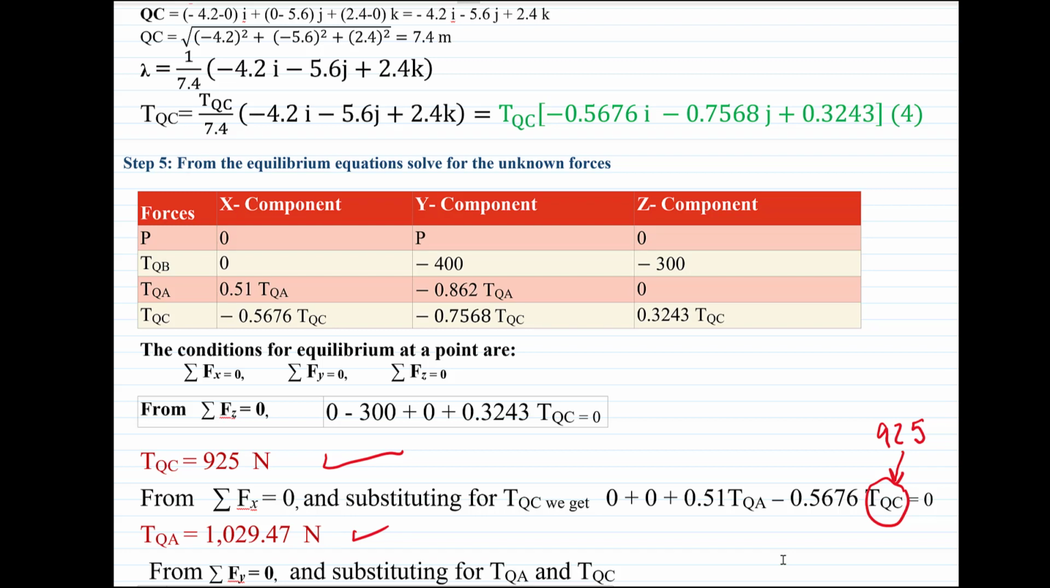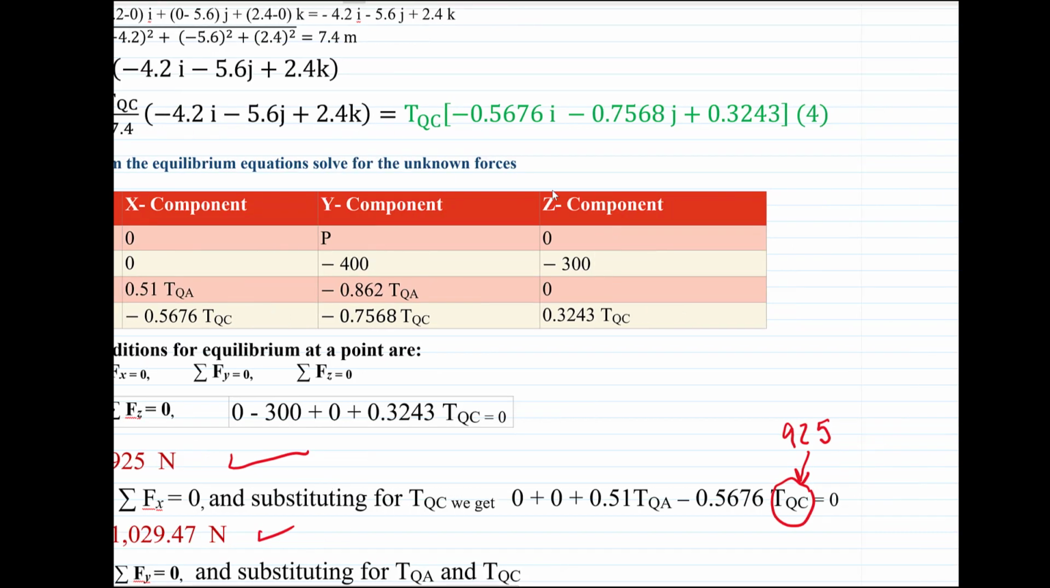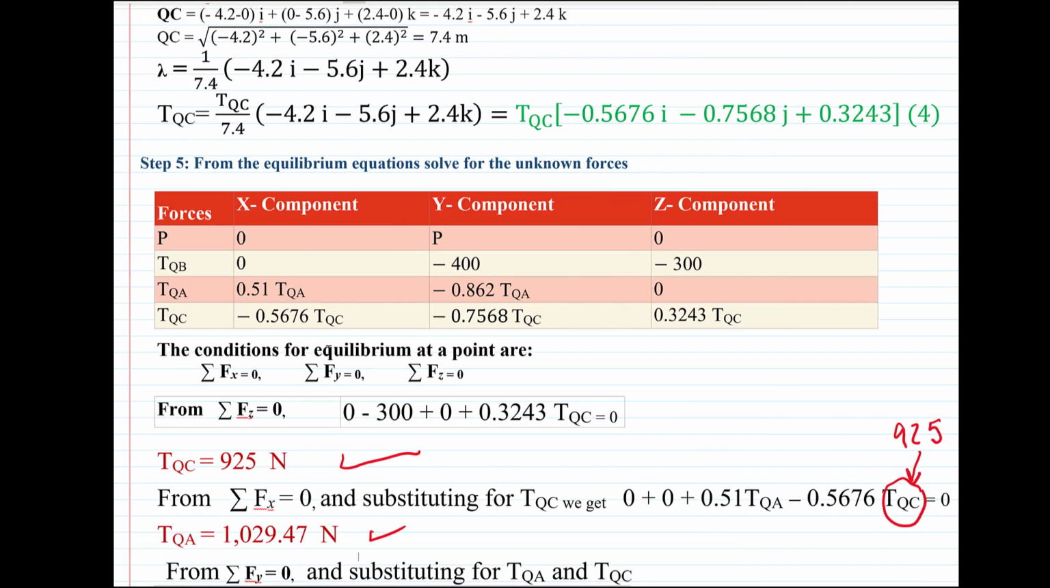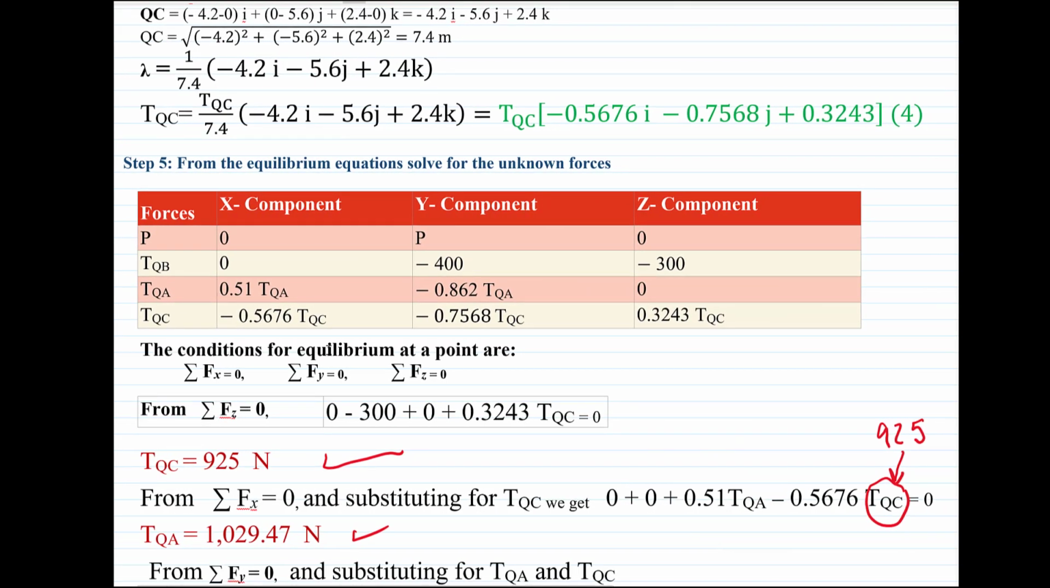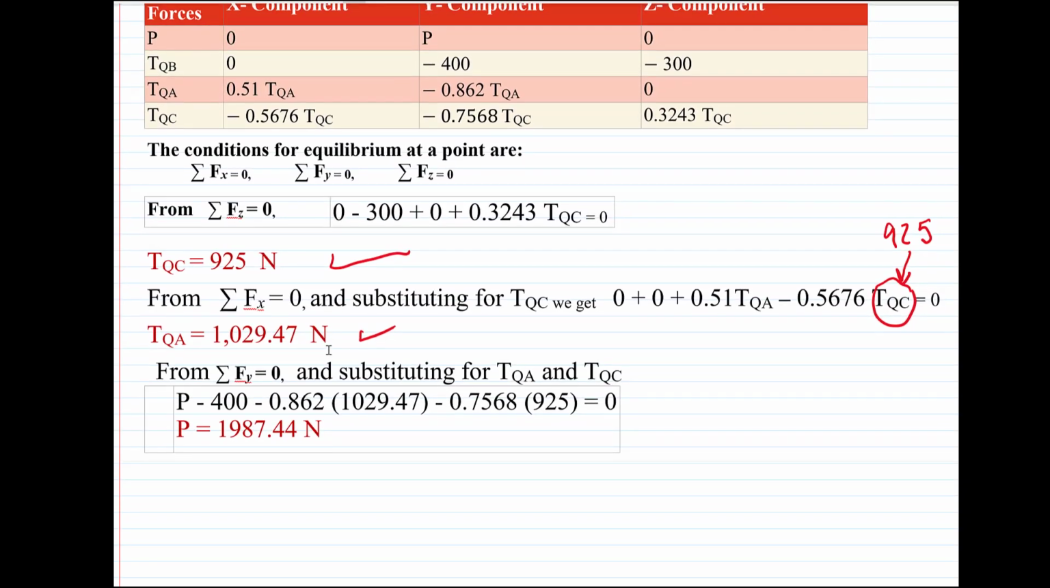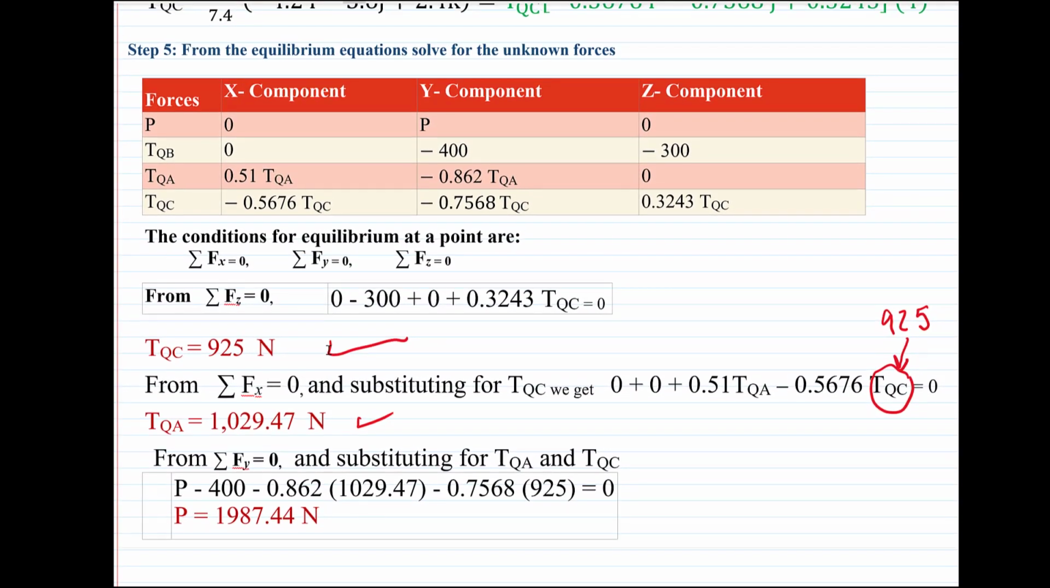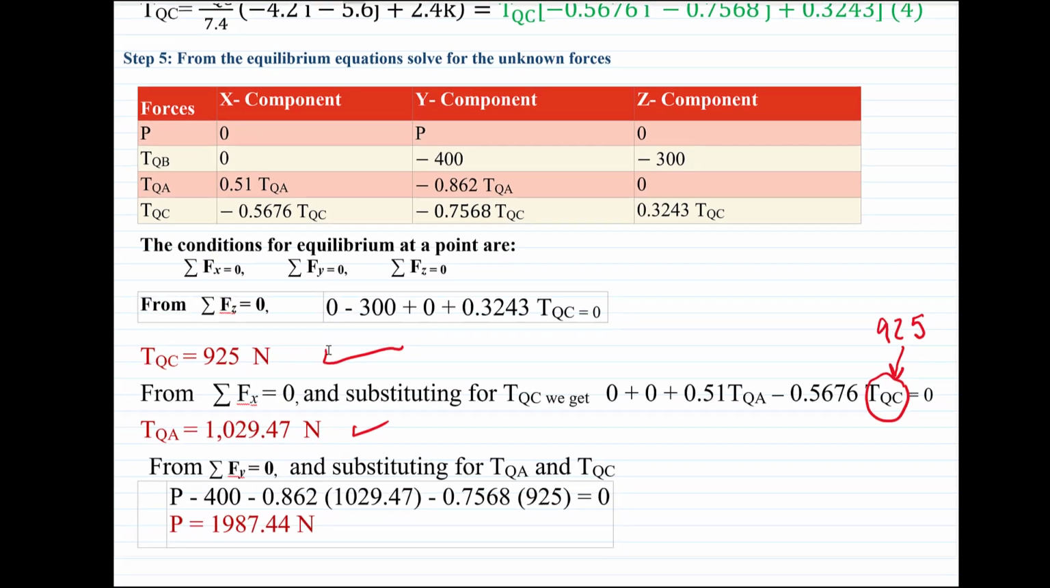So I'm going to look at the Y component. Sigma Y component equal to 0. So it's going to be, substitute for the tension in QA and the tension in QC. So what are we going to have? P minus 400 minus 0.862 TQA, and here TQA is 1029.